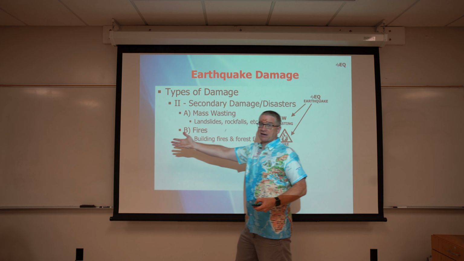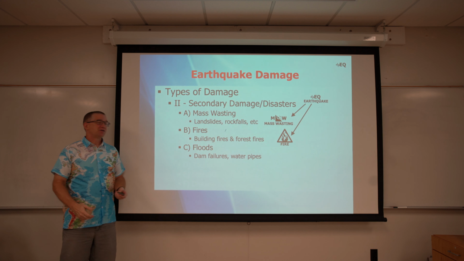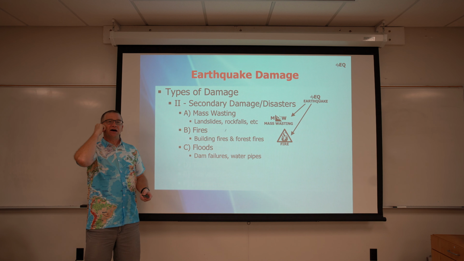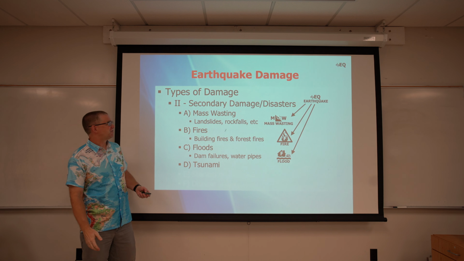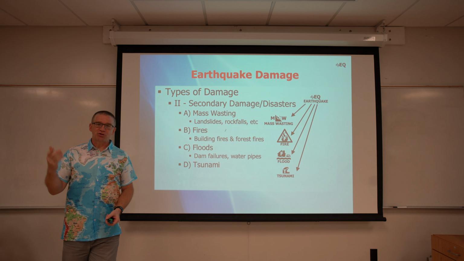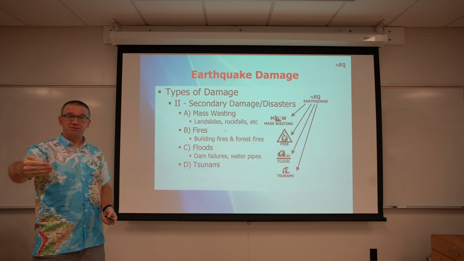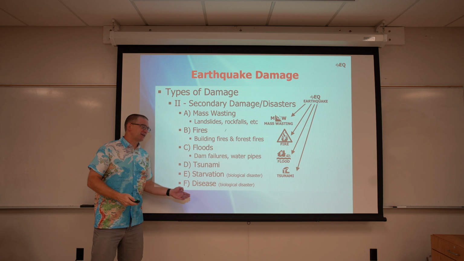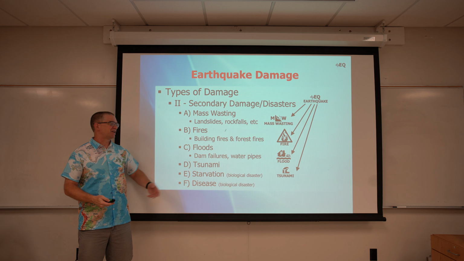Power lines falling down, right? It's going to cause fires. Floods, whether it be locally with a water main breaking, or a pipe in your house, or a dam failing. So you're going to have floods potentially. Tsunamis. Earthquakes are a very common trigger for tsunamis. So again, something to worry about. Then you have sort of these long-term secondary events like starvation, disease, things like that.